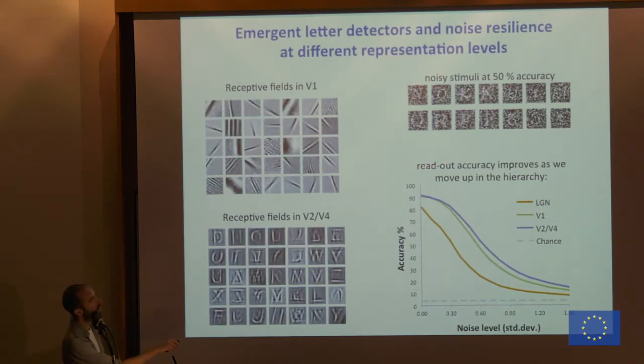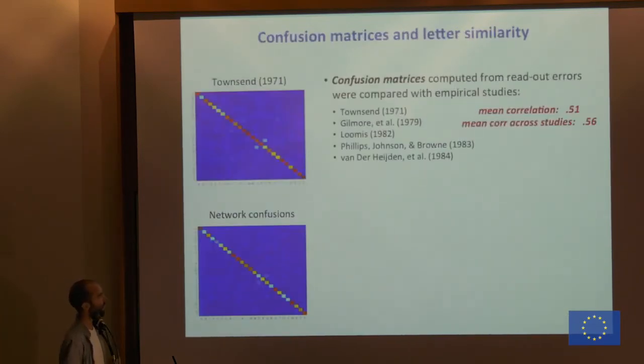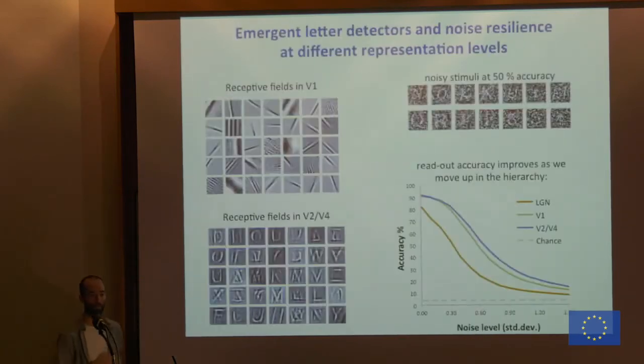And importantly, the readout accuracy was improving as we moved up in the hierarchy. So from the early visual stages in the thalamus, then to the primary visual areas, then to the secondary visual areas, the performance was increasing. So this is the noise level added to the stimuli, and this is the accuracy. And you see that the best accuracy is achieved by the deepest layer of the network. And this is interesting for psychologists. We can simulate... Yes, sorry?